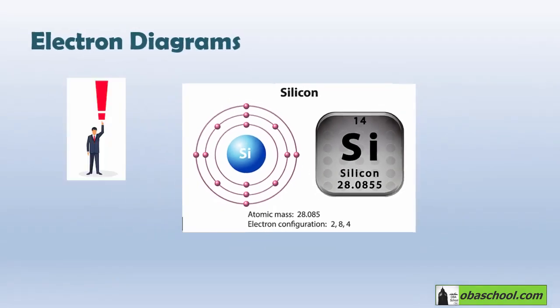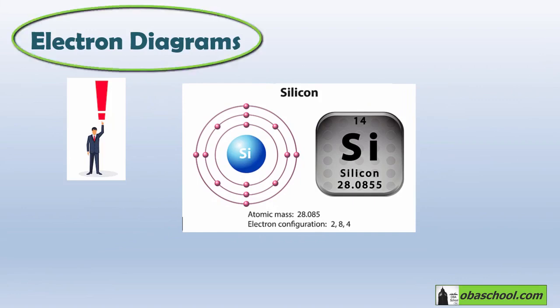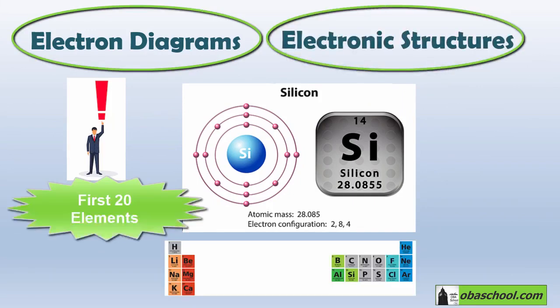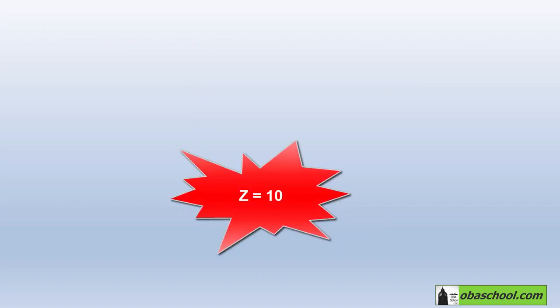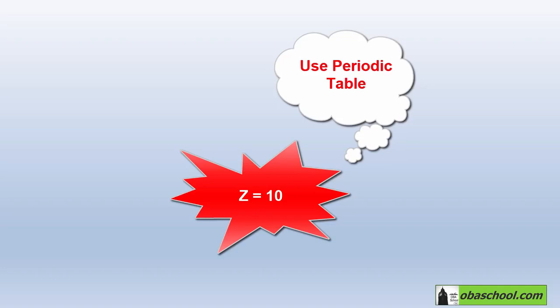You should know how to draw electron diagrams and how to write electronic structures for the first 20 elements in the periodic table. So let's take an example. You are given the atomic number of an element which is equal to 10. So you will have to use the periodic table to identify this element.